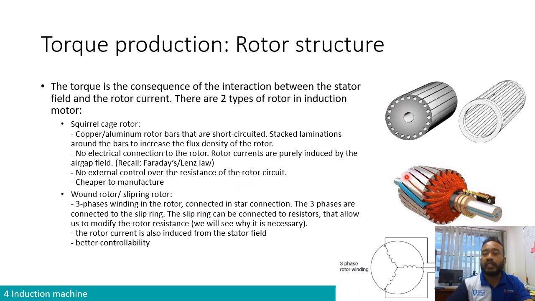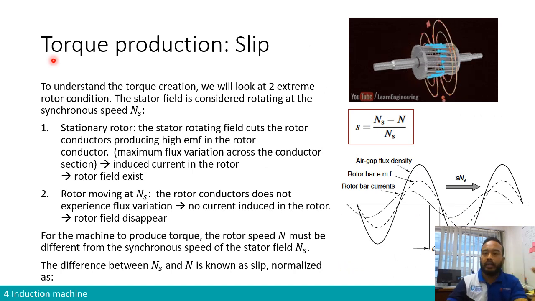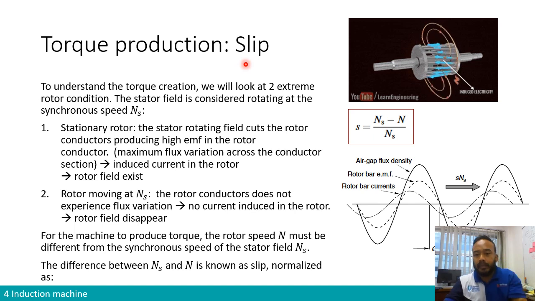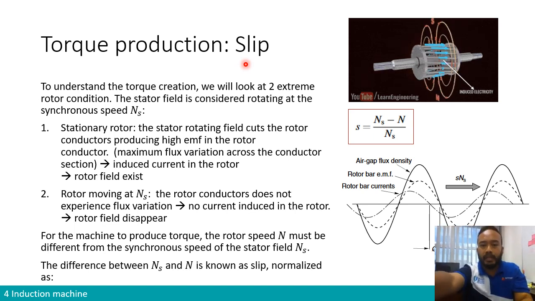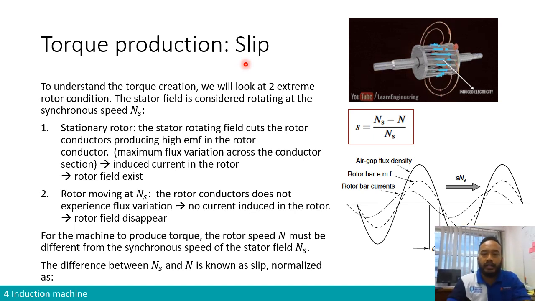So there are these two structures, either cage or wound rotor. The wound rotor is connected to a resistor to change the value of resistance of the rotor. But in both of them, the current inside the rotor is generated by induced EMF from the rotating magnetic field. Having looked at the structure of the rotor, now we can discuss what we call slip. Slip is the mechanism that produces the torque.